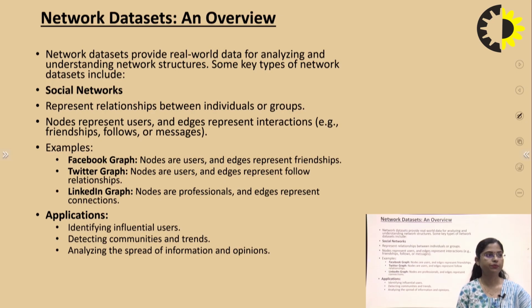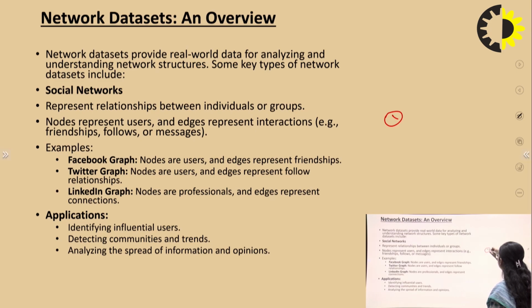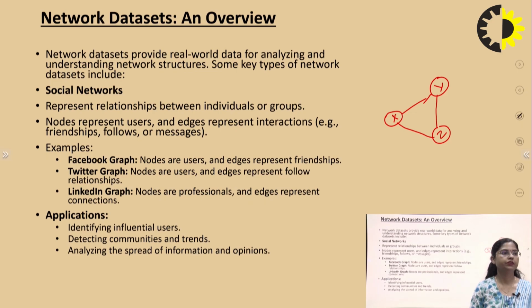Social networks represent relationships between individuals or groups. A node represents a user or vertex, for example a particular node like X, Y, and Z. These represent users, and an edge represents what? Connections. So a node represents a user and an edge represents an interaction, for example friendship, follows and followers, and messages.